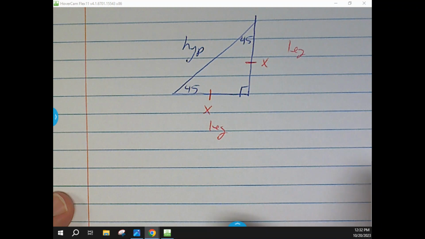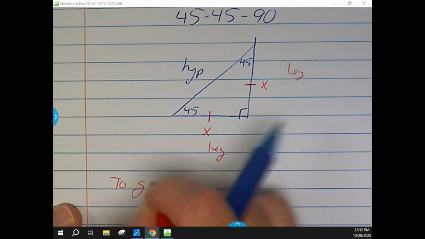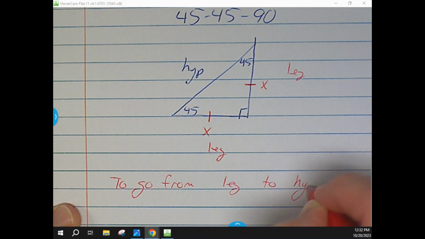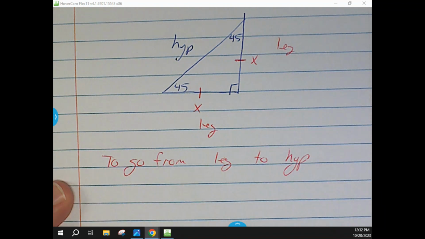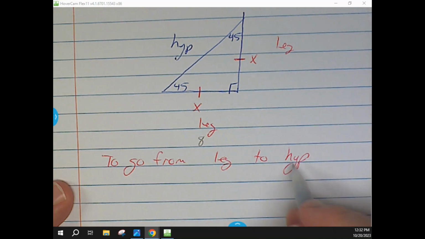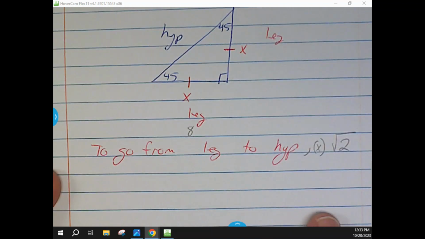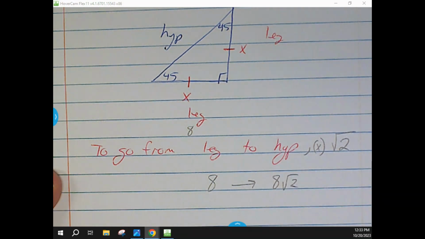Okay, and this one has a shortcut too. To go from the leg to the hypotenuse, if they give you one of these sides over here, say the side's 8, you multiply by square root of 2. So if they tell you this side is 8, then the hypotenuse is going to be 8 square root of 2.